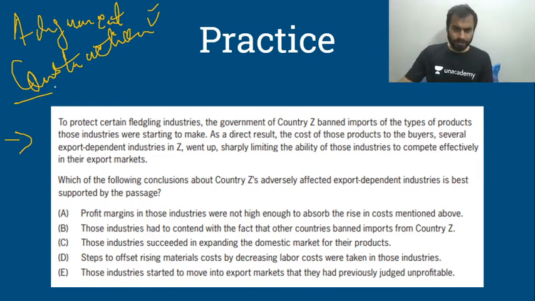Right. So let me explain the situation in the passage. I hope you've arrived at your answer choice by now. So the situation in the passage is that there is a country Z, right? So to protect local industries in country Z, the government bans imports. Which imports are they banning? The imports of products that our local industries produce. Okay. Now what was the result of this?